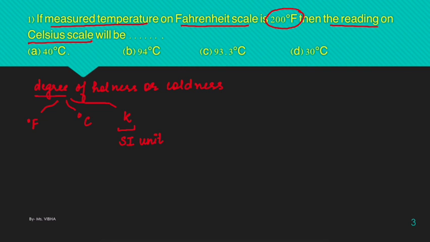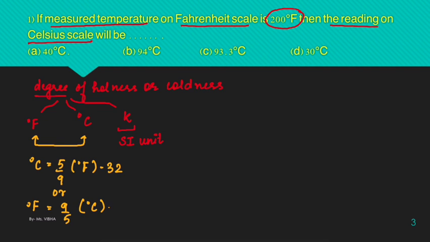And the relationship that we have between degree Fahrenheit and degree Celsius is: degree Celsius is 5/9 (degree Fahrenheit minus 32), or you can remember it as degree Fahrenheit is equal to 9/5 degree Celsius plus 32. And the relationship between degree Celsius and Kelvin is: degree Celsius is Kelvin minus 273.15.